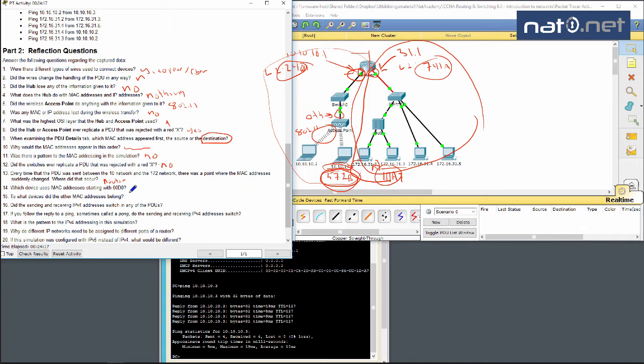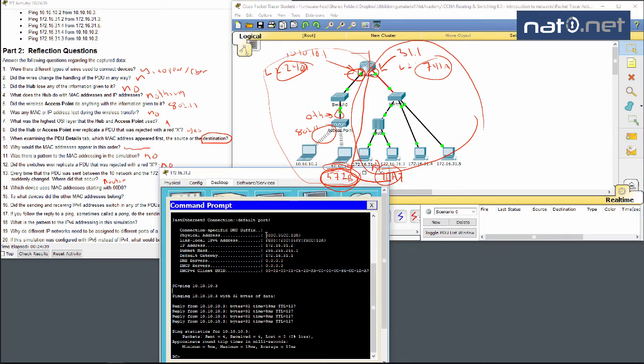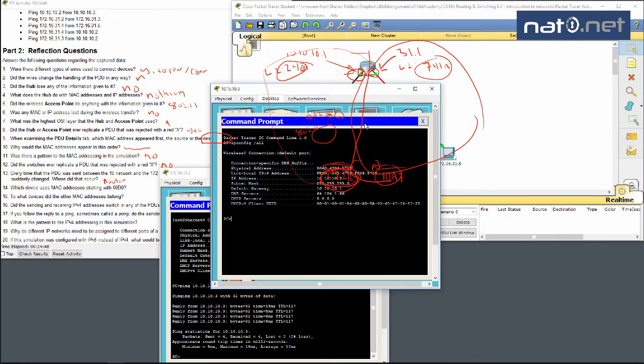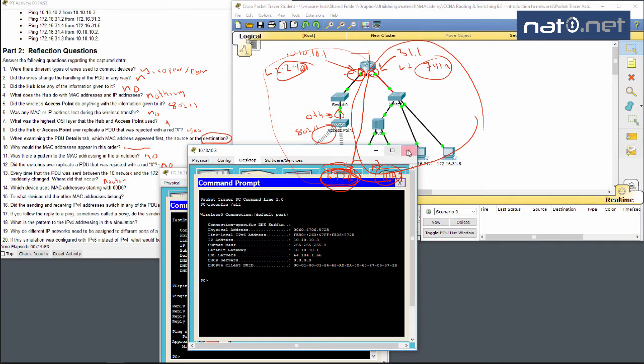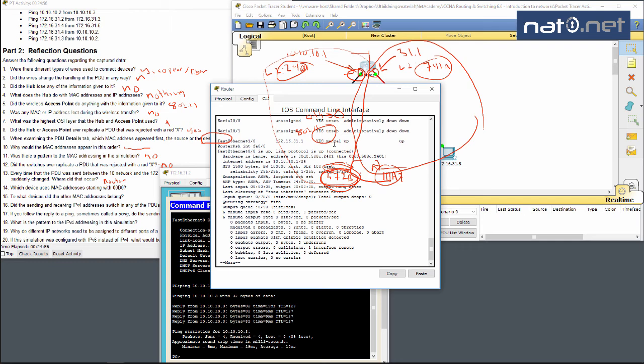And number 14, which device uses MAC address starting with 00D0? 00D0. I didn't see that. Maybe that was a reason to fill out the topology or the addressing table. I did not do that. Let's have a look at it. 00D0. It is not the source machine. Let's have a look at the destination machine. 00D0. This one 0060. So I guess it's the router.